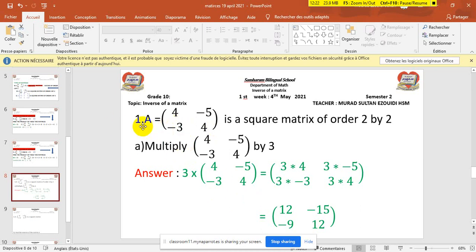We said that A is a matrix, 4, -5, -3, 4, and it is a square matrix. Why is it a square matrix? Because it consists of 2 rows and 2 columns. That's why it's called the order. Its order is 2 by 2, meaning it is a square matrix of order 2 by 2.